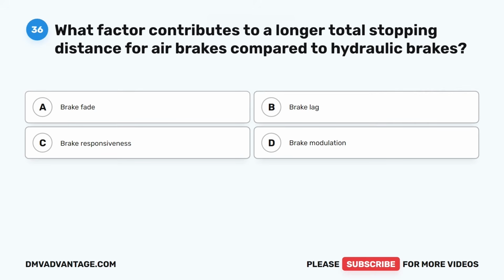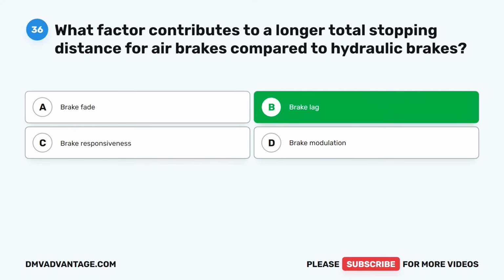Question 36. What factor contributes to a longer total stopping distance for air brakes compared to hydraulic brakes? A. Brake fade. B. Brake lag. C. Brake responsiveness. D. Brake modulation. The correct answer is B.